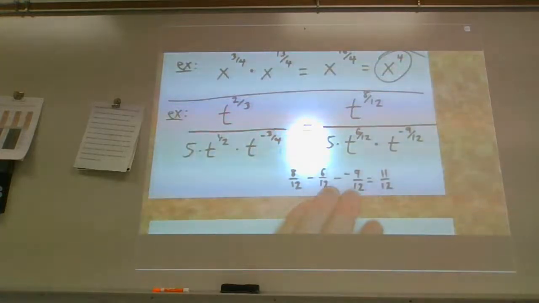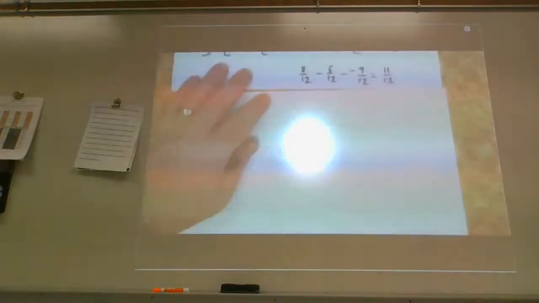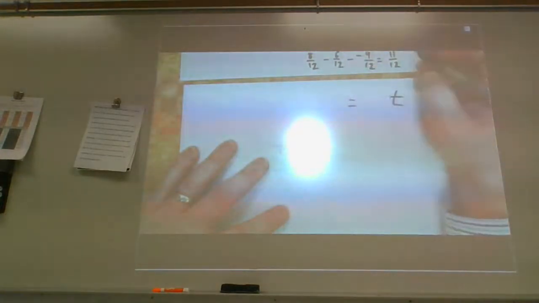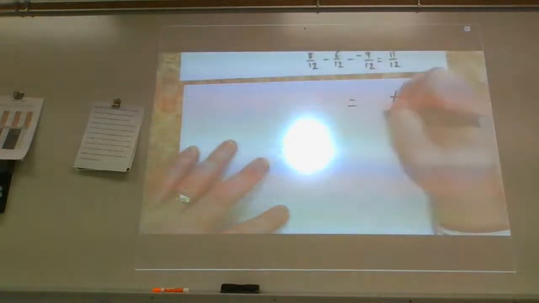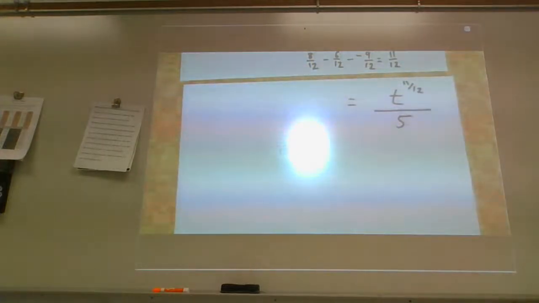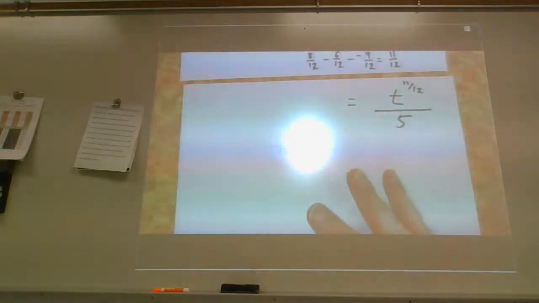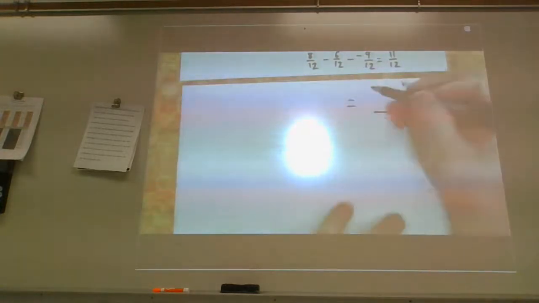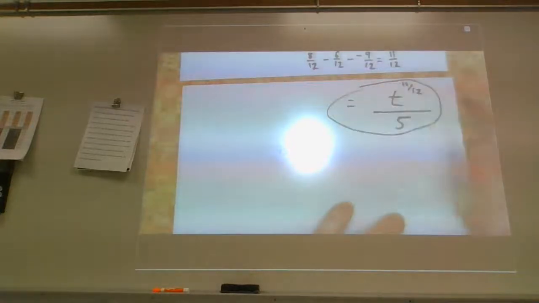So let me write that out. This problem will turn into the following. T to the 11 over 12th power with that constant of 5 still sitting on the bottom of the problem. That's so messed up. I know, it is messed up, isn't it? Now, this is one way of writing the problem. I'm going to show you an alternate way of writing the answer in a moment. Technically, this is the simplified answer.